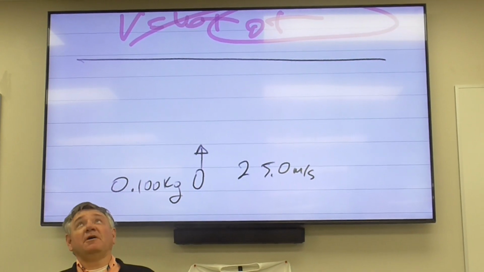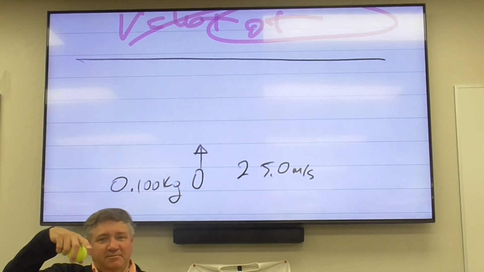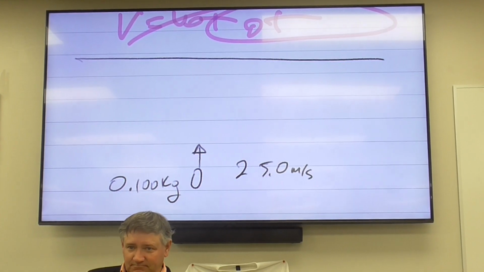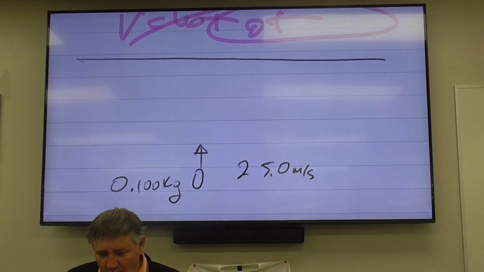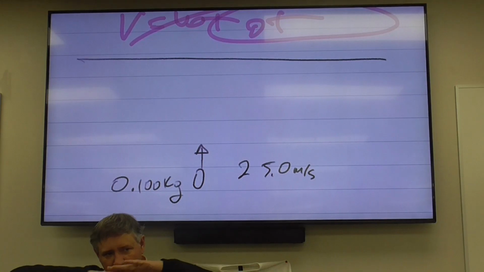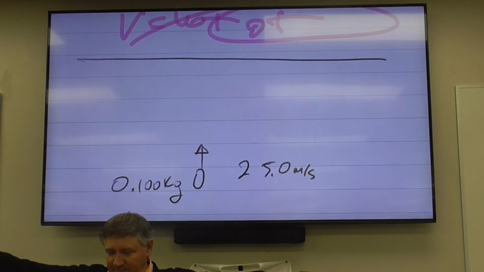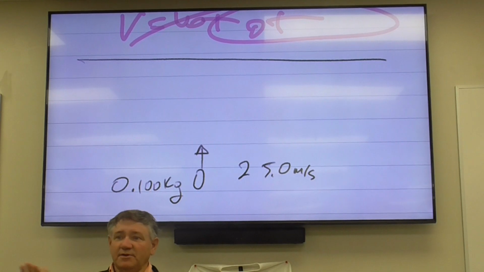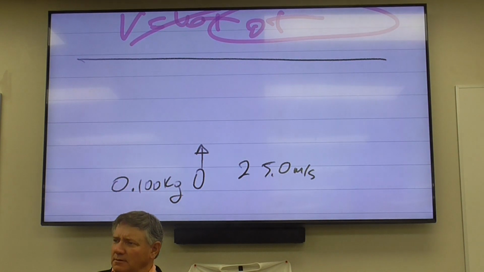We're going to take a tennis ball and throw it straight up at a velocity of 25 meters per second. So we're assuming that the ground is the reference point. The point that I let go of it is where we're going to judge everything from.